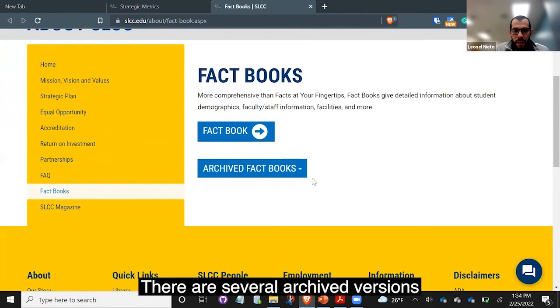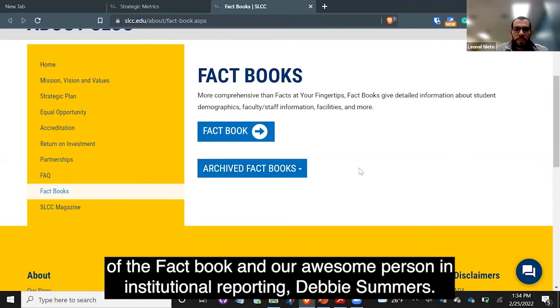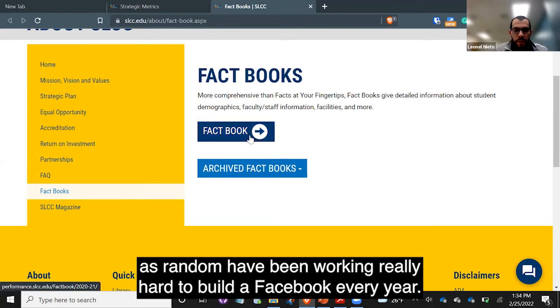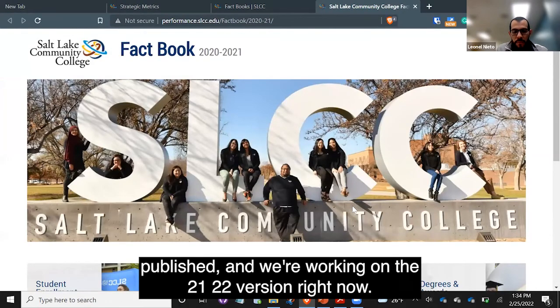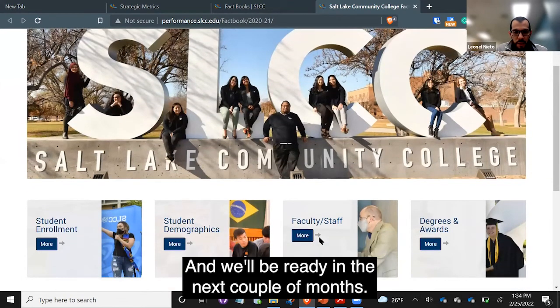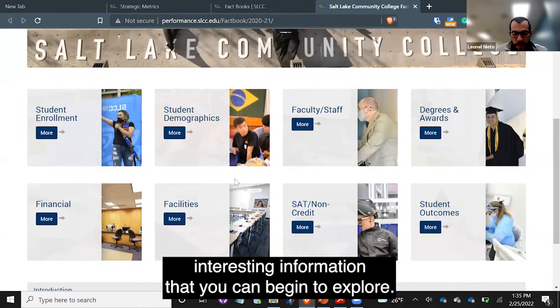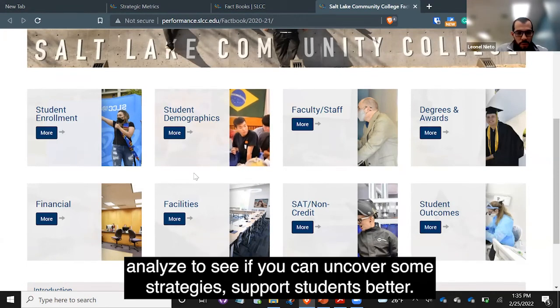There are several archived versions of the Factbook, and our awesome person in institutional reporting, Deborah Summers, as well as Brandon have been working really hard to build a Factbook every year. Currently, we have the 2021 version published, and we're working on the 21-22 version right now. It will be ready in the next couple of months. But the Factbook has some really interesting information that you can begin to explore and again, from an inequity perspective, analyze to see if you can uncover some strategies to support students better.